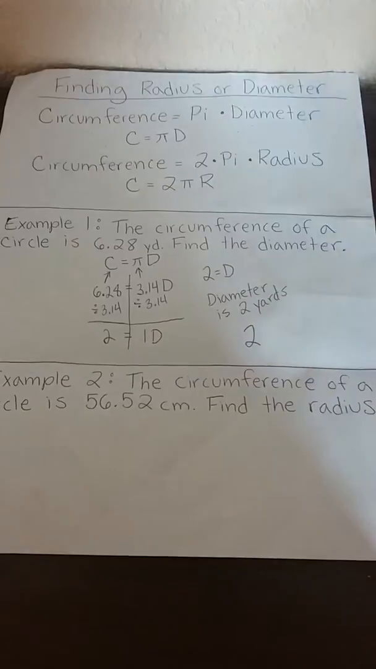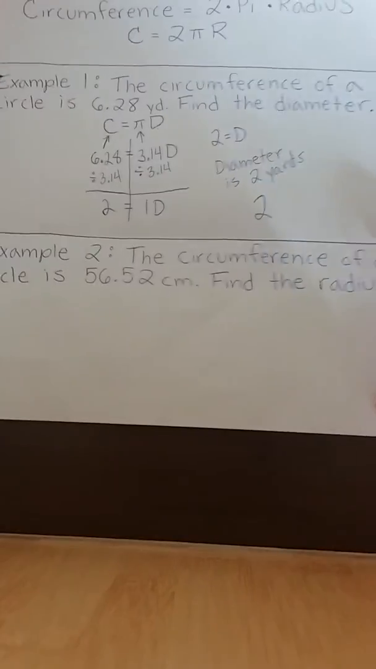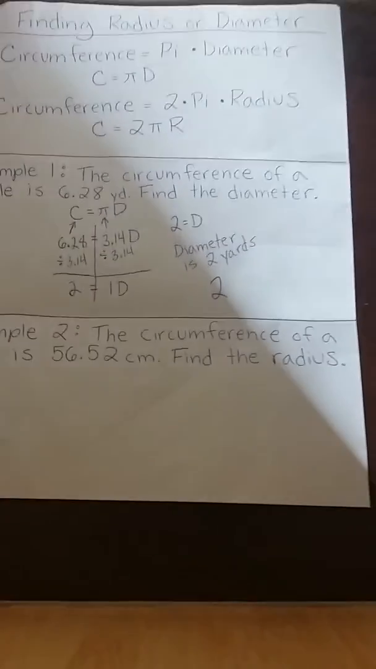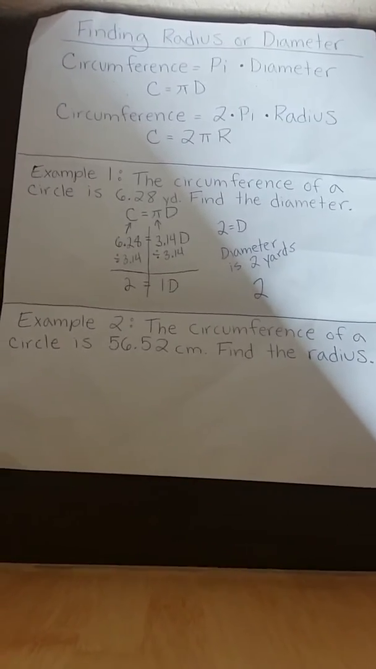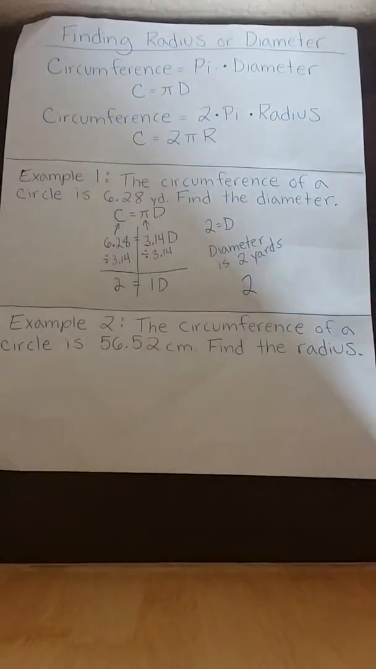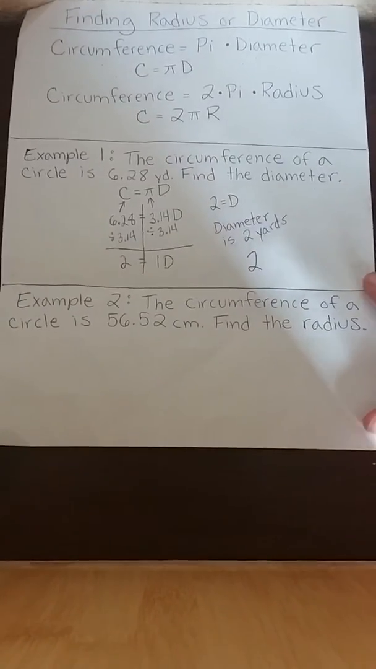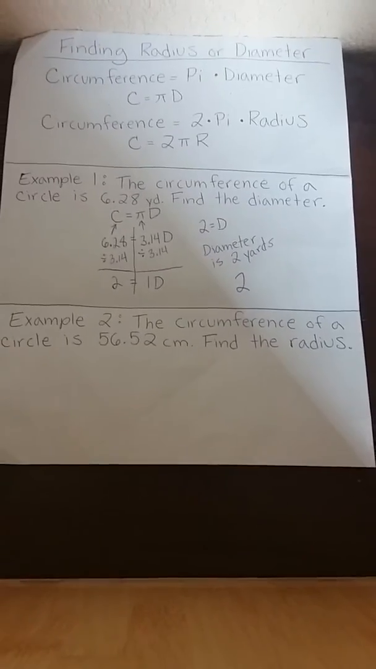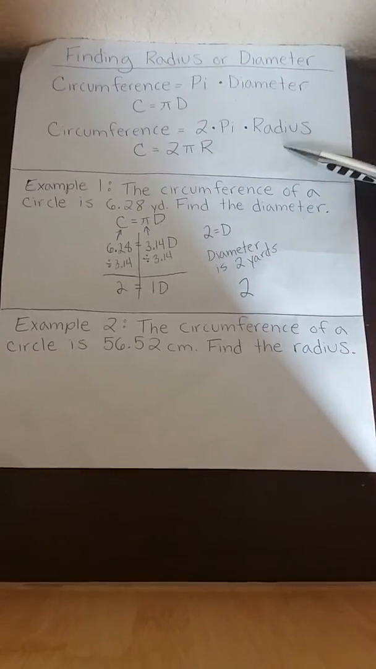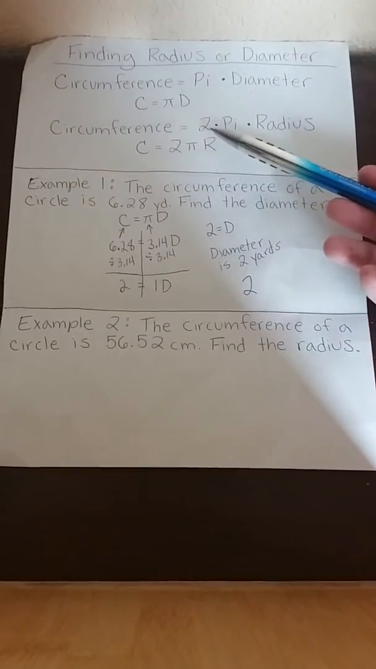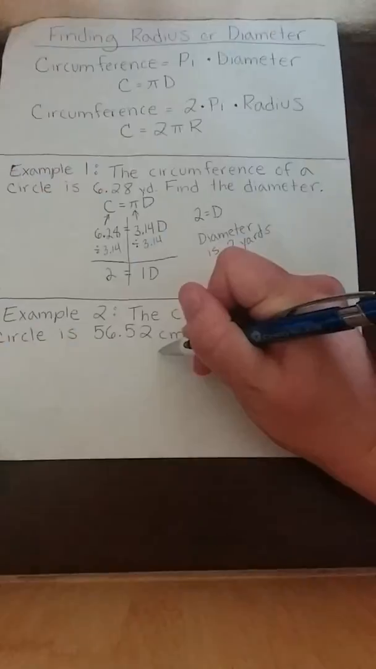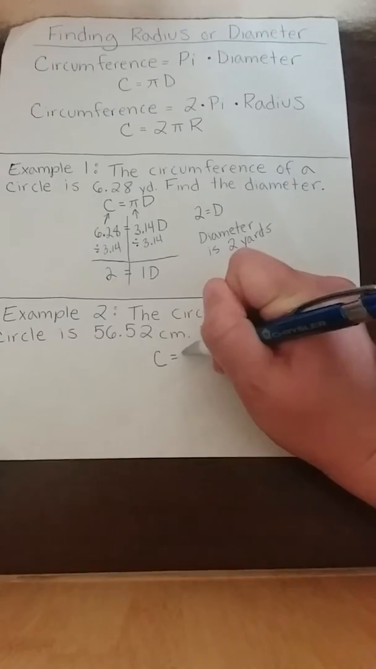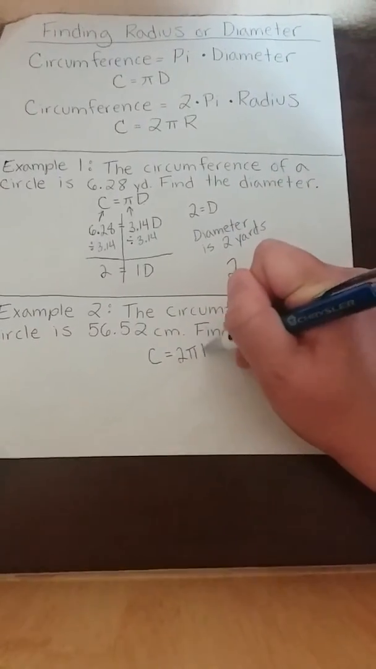Let's look at a second example. Example 2 is talking about radius now. It says, the circumference of a circle is 56.52. Find the radius. Because it's talking about radius, I'm going to use the formula with radius in it: circumference equals 2 times pi times radius, or C equals 2 pi r. I'm going to write down that formula.